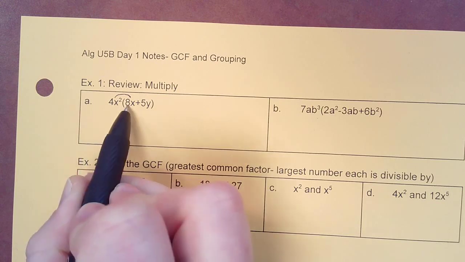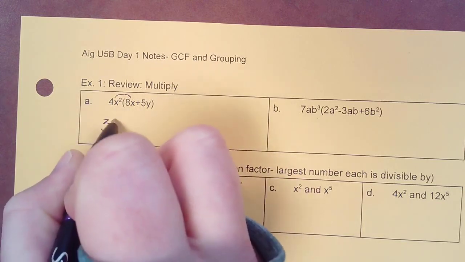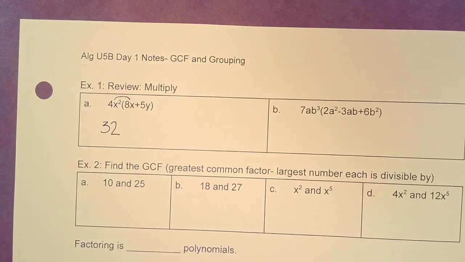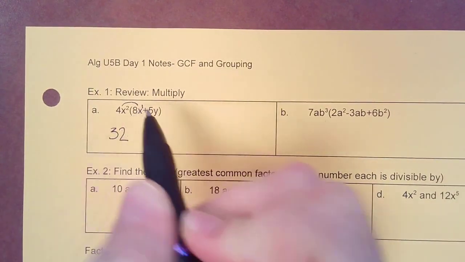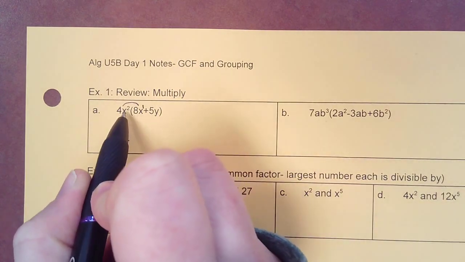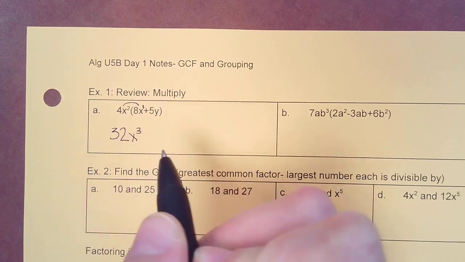So whole numbers, we multiply like normal. So 4 times 8 is 32. Then the variables, if they're the same letter, then we're going to take the powers and add them. So it becomes x to the power of 2 plus 1, which is 3.